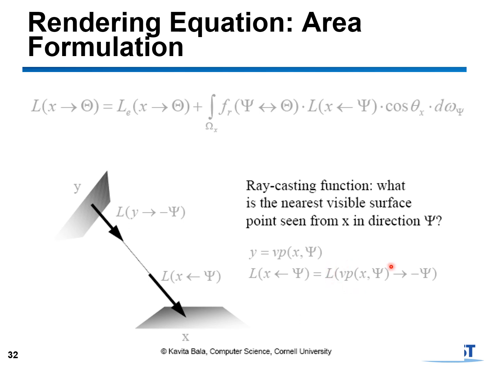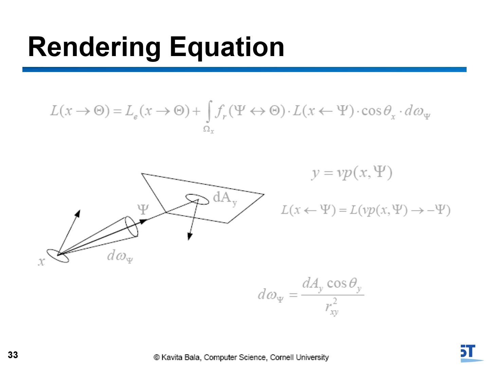Basically, we can consider this radiance value that starts from the visible point x in the direction psi. We define this visible point y in that form. So this is the same as the radiance value starting from y in that direction. This is a little bit of an abuse of notation: I defined this direction as minus psi. They're essentially the same thing, mainly due to the invariance of radiance.